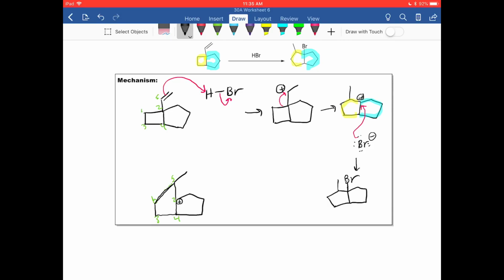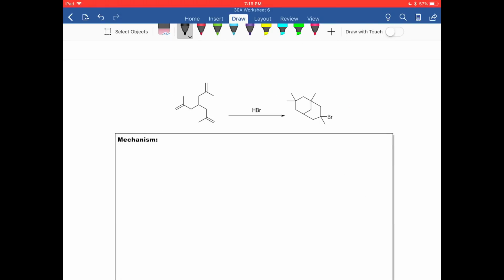And that gets us to our final product. Okay, so our last mechanism problem is reaction of an alkene with HBr. So we know that generally HBr is going to react with alkenes to put a hydrogen at the less substituted side and the bromine at the more substituted side. And this is because we're going through a carbocation.